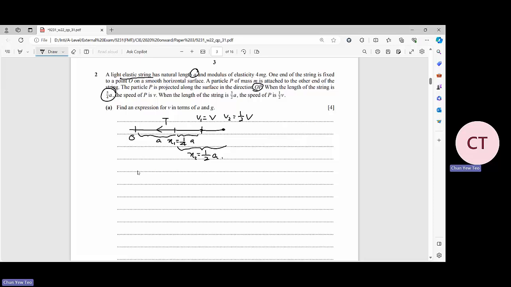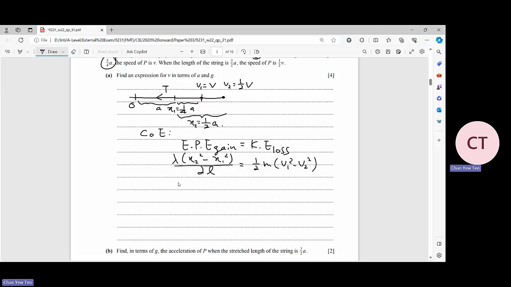Okay, so for the tension moving over here, now for this case, we need to use the conservation of energy, COE. So what we have is the elastic potential energy gain is equivalent to your kinetic energy loss. The formula for the EPE gain will be lambda times x2 squared minus x1 squared, divided by 2L. The KE loss will be half m times V1 squared minus V2 squared. Okay, so this will be the formula.